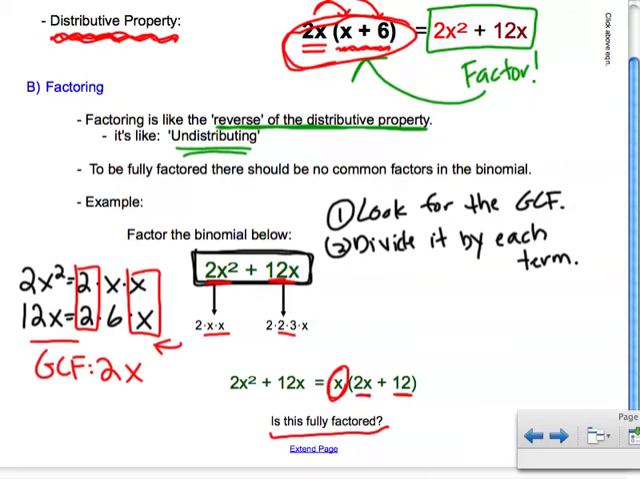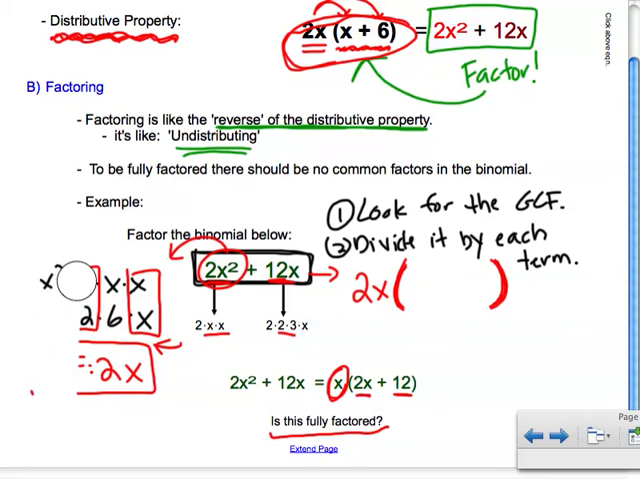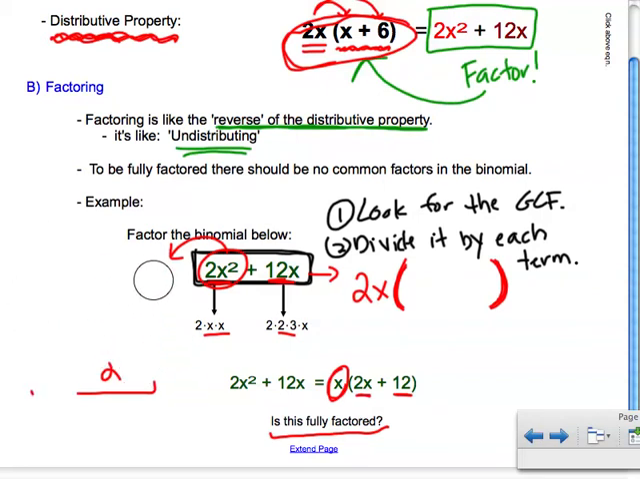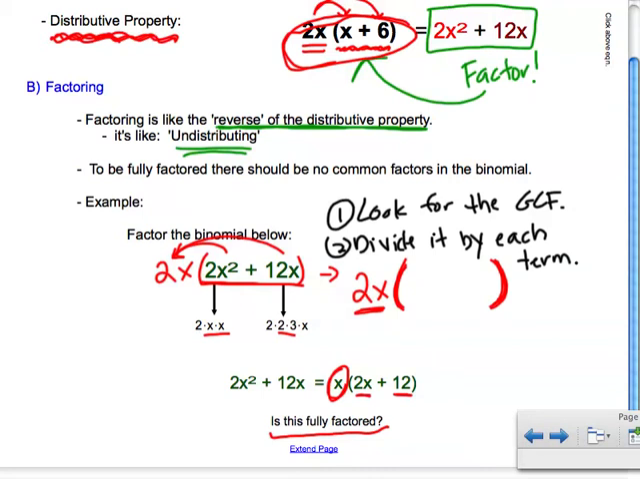If my GCF is 2x, I take this binomial up here, and I take out a 2x. Make it look like a problem that would say, do the distributive property. I take out a 2x. With my binomial of 2x squared plus 12x, I want to pull out from both of them a 2x, going in the opposite direction of the distributive property. If I divide out that 2x from each term, like I did here, what's going to be left here? When I divide out 2x, all that I'm going to be left with is x.